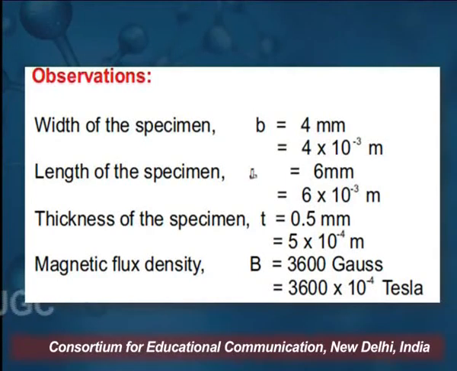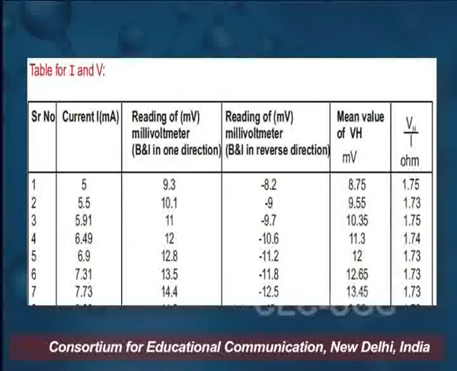Now in the observation, these values are fixed as the specimen is supplied by the vendor. So these are already mentioned: width of the specimen approximately 4 millimeter, length of the specimen 6 millimeter, thickness t is equal to 0.5 mm, and the magnetic flux density that we will fix through the Gauss meter, which is B is equal to 3600 Gauss, and if we convert it into Tesla, then 3600 times 10 to the power minus 4 Tesla.